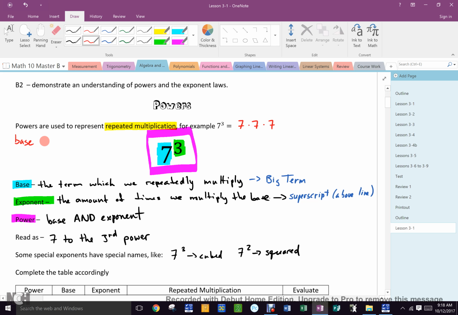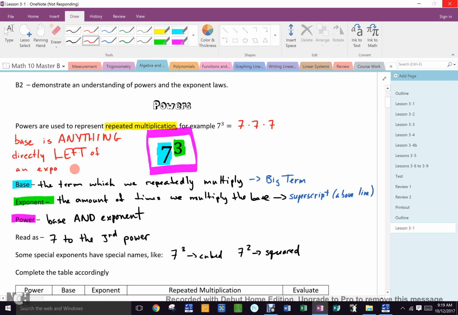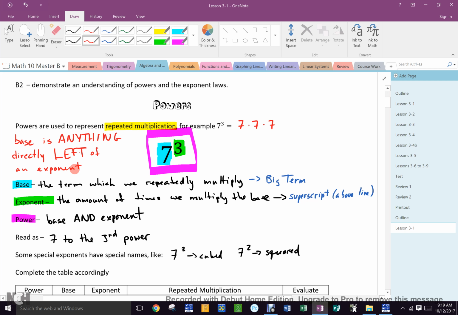The base is anything directly left of an exponent. That's a simple sentence, right? Everybody can read that. Everybody knows what all those words mean. Obviously, 2 of those words are very important because I highlighted them, or I wrote them in capitals. But there is one word there that I didn't write in capitals that is super important.